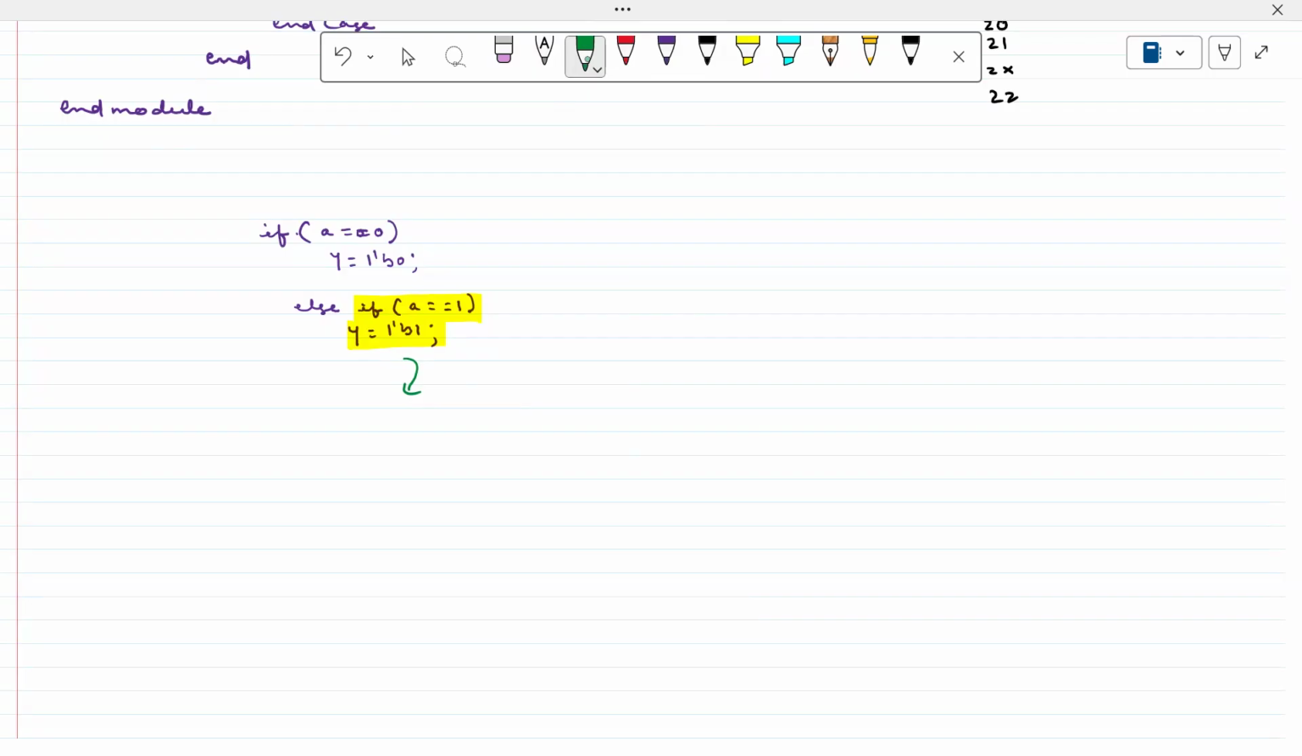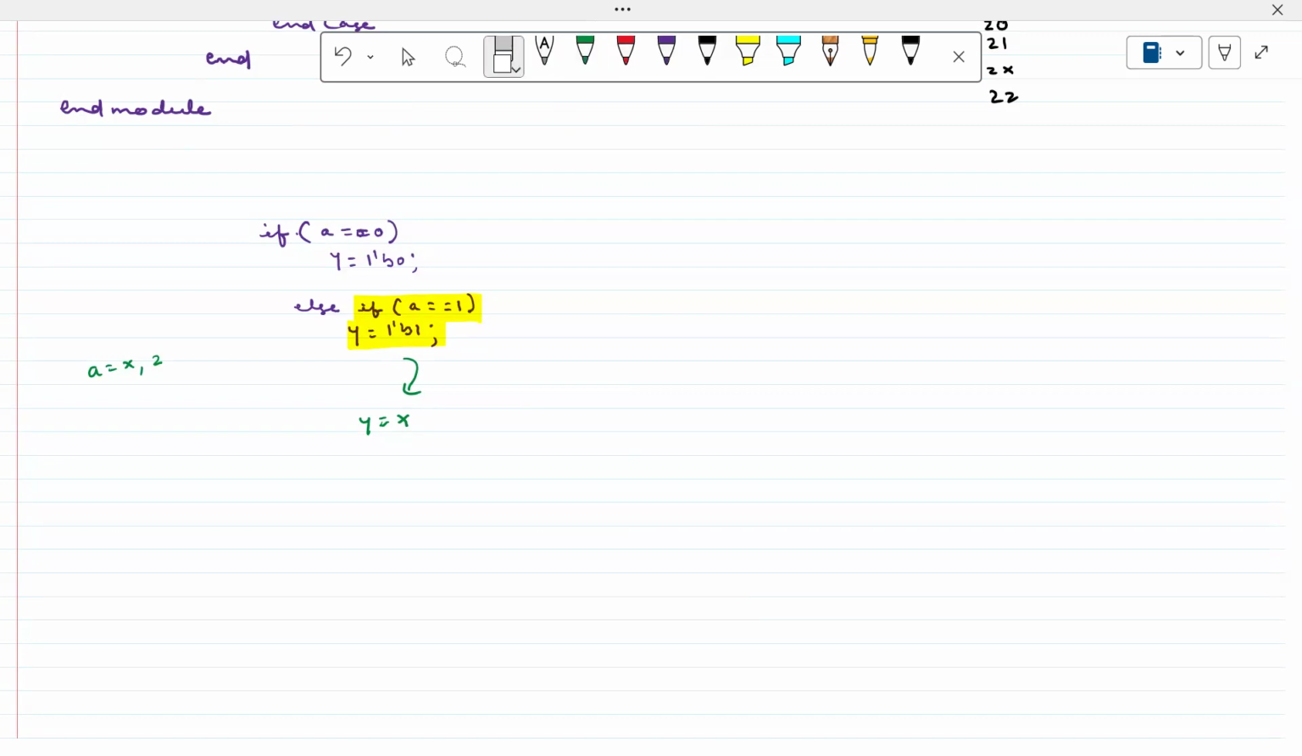Okay. So therefore, if, for example, A can go to X or A can go to Z, then what should be the Y here? Y should be unknown only. Why is it unknown? Because I had declared Y as a reg data type. That's the reason why it becomes unknown.